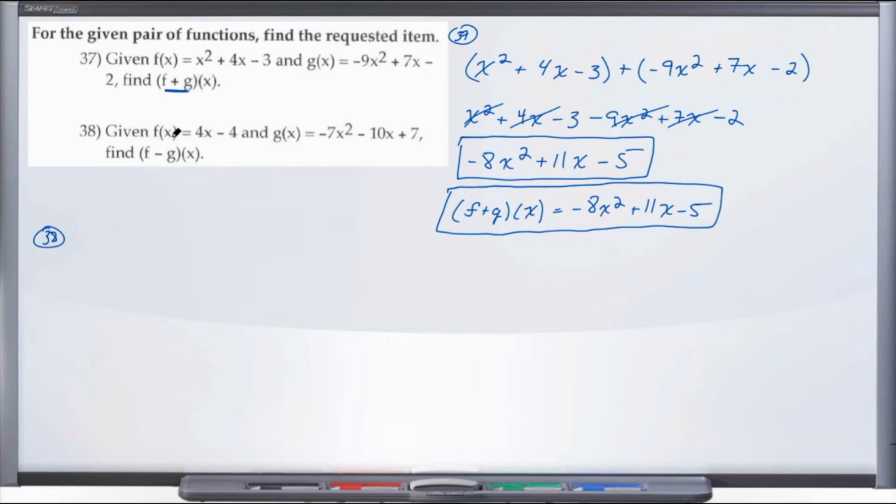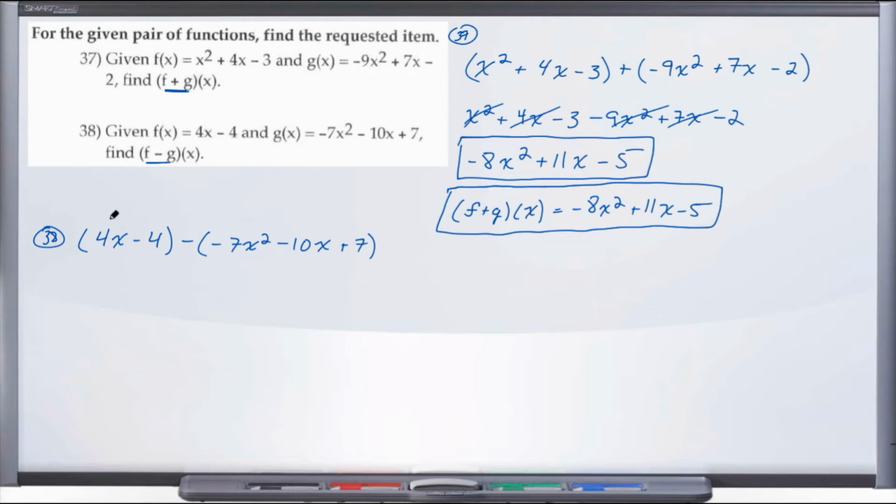And in 38, we're still given a function f, we're given a function g, except this time they want us to subtract these two functions. All right, so let's go ahead and write function f, which is 4x minus 4. And then we're subtracting function g from that, and so minus, and now open parentheses, and let's plug in function g.